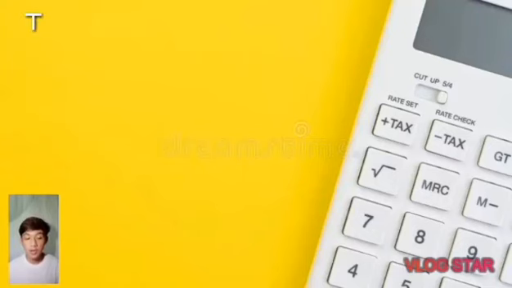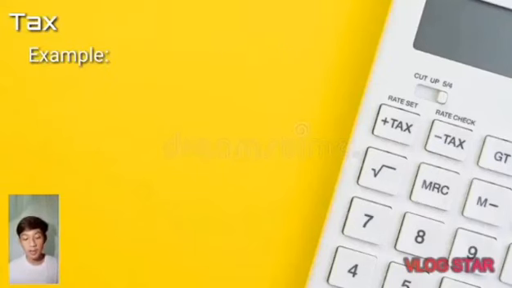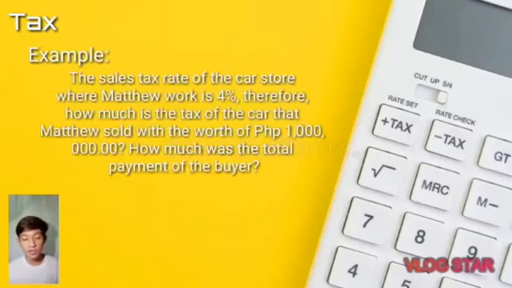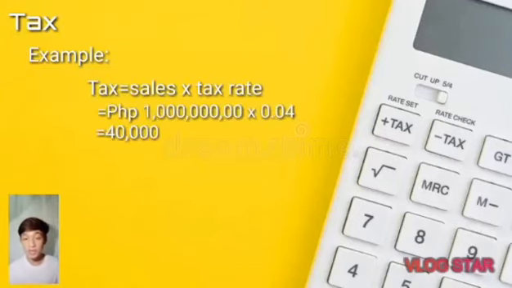Next is tax. So what is tax? It is a compulsory financial charge imposed by the government. Here's the example. The sales tax of the car shop where Matthew works is 4%. Therefore, how much is the tax of the car that Matthew sold with a worth of 1 million? How much was the total payment of the buyer? So to compute the tax, we need the sales times tax rate. So 1 million times 0.04 is equal to 40,000.